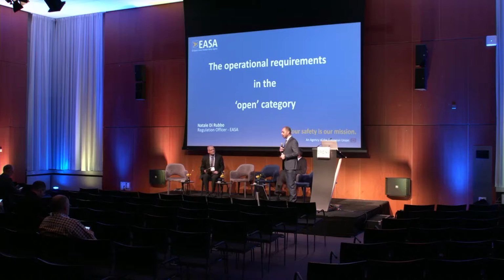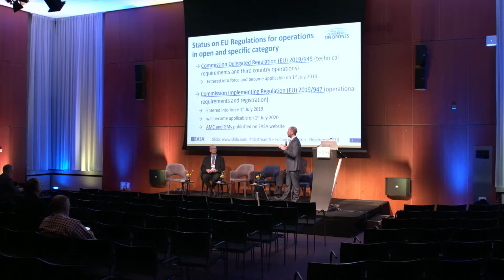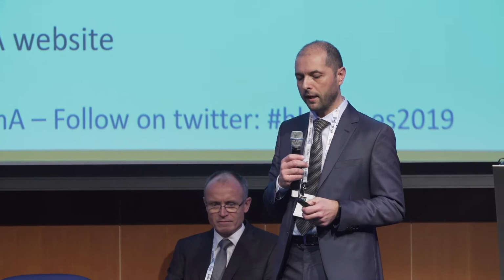So let's start with the requirements for the open category. You may know that we published 2 regulations: regulation 945 for the technical requirements for all drones to be operated in the open category, and the requirements for the country operation. The reason for the split between the 2 regulations is that the requirement we had from the European Parliament was very clear on 2 different methodologies to approve regulations based on the topics of the regulation.